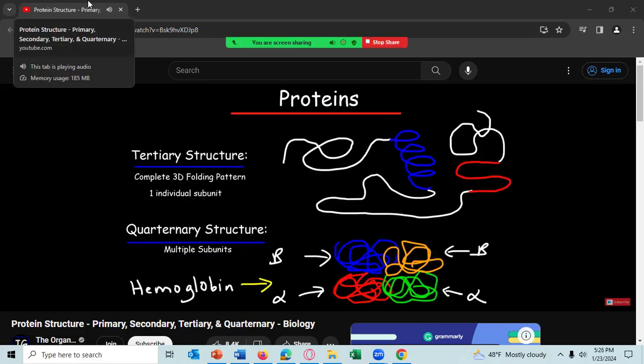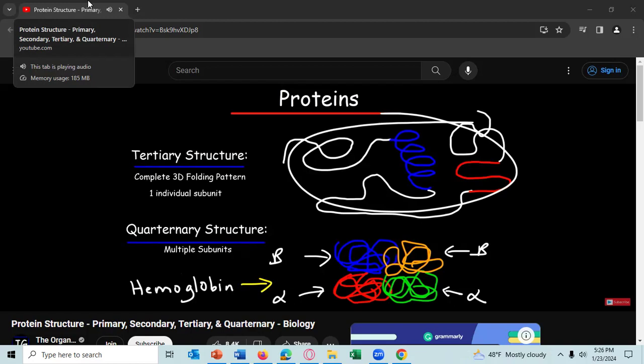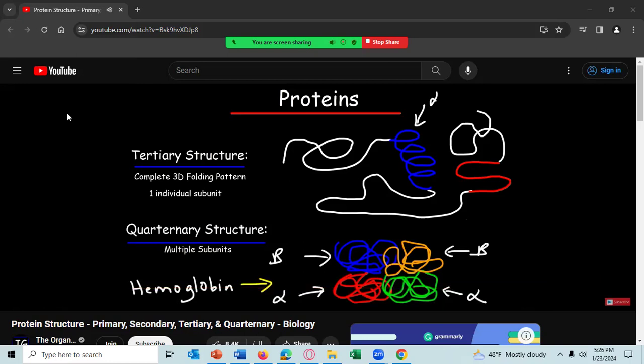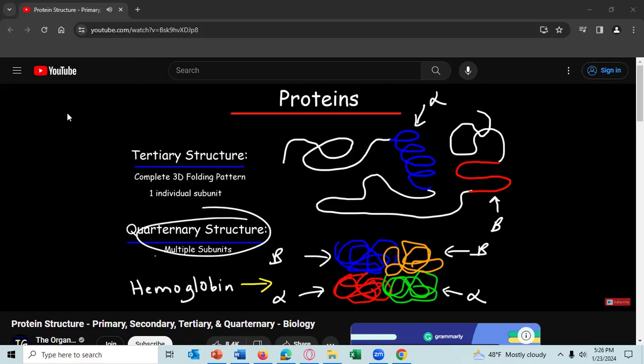Next up, we have the tertiary structure, which represents the 3-dimensional complete folding pattern of the protein. And so here's a visual illustration of it. So we could see some areas is just a straight chain. Here we have an alpha helix, and here we have a beta pleated sheet. Now, the tertiary structure is one individual subunit. When you combine multiple subunits, you create a quaternary structure.